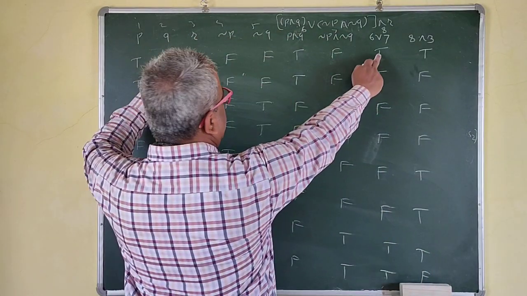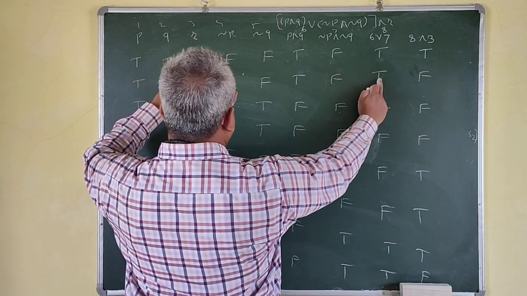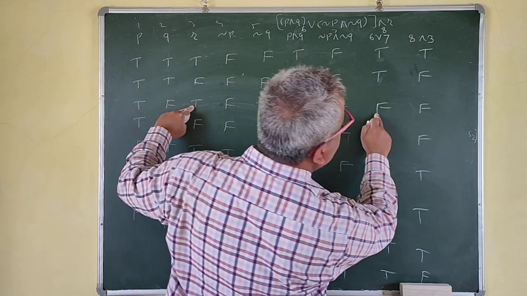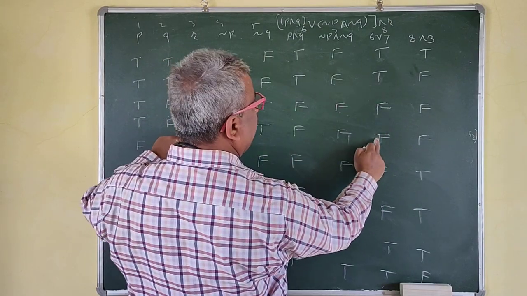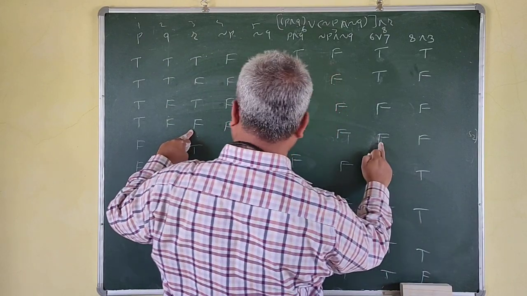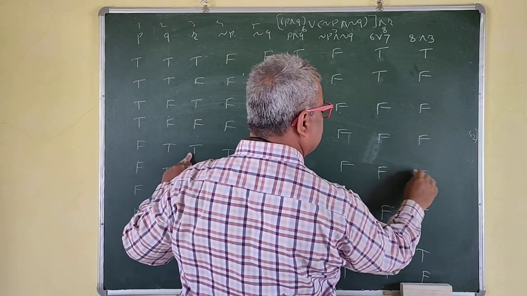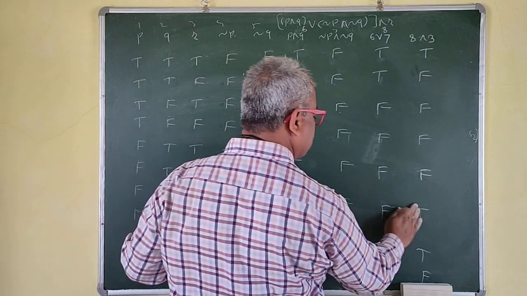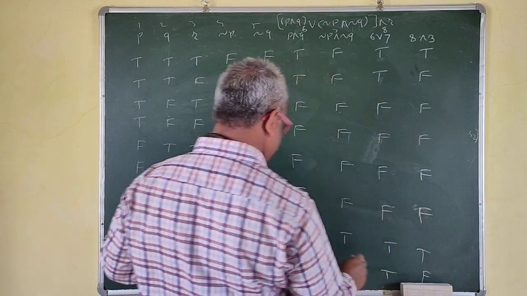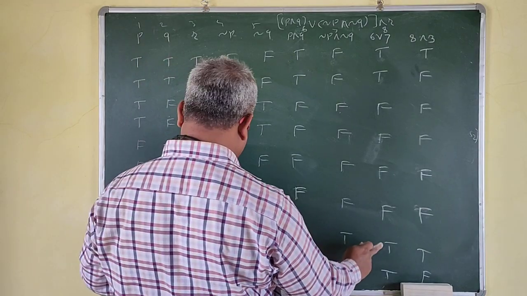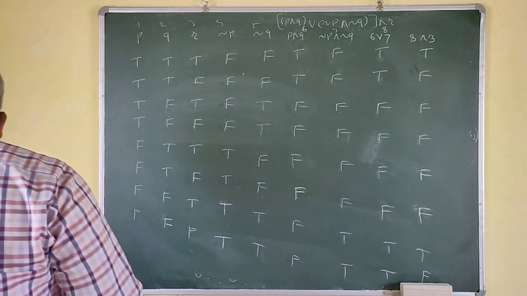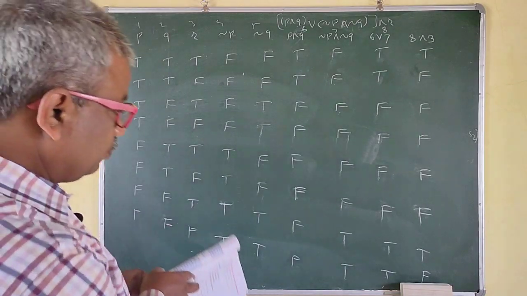Now 3 and 8 now. T and T is T. F and T is F. F and F is F. Yes, it is F. T and F is F, this should be F. F and F is F, this should also be F. So now T and T is T. Now this is correct now.